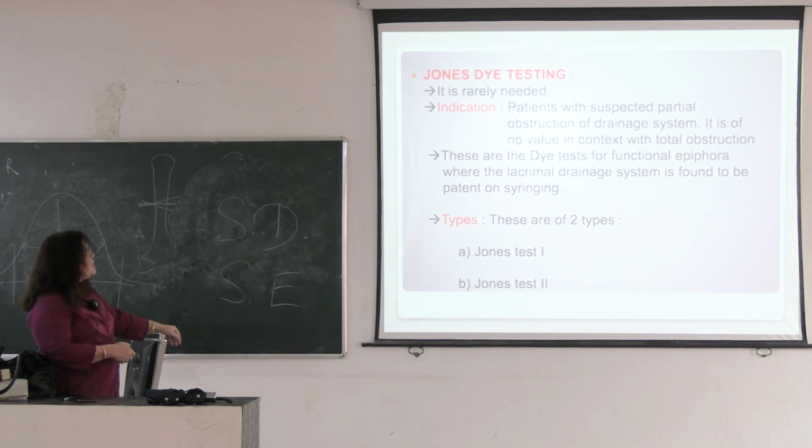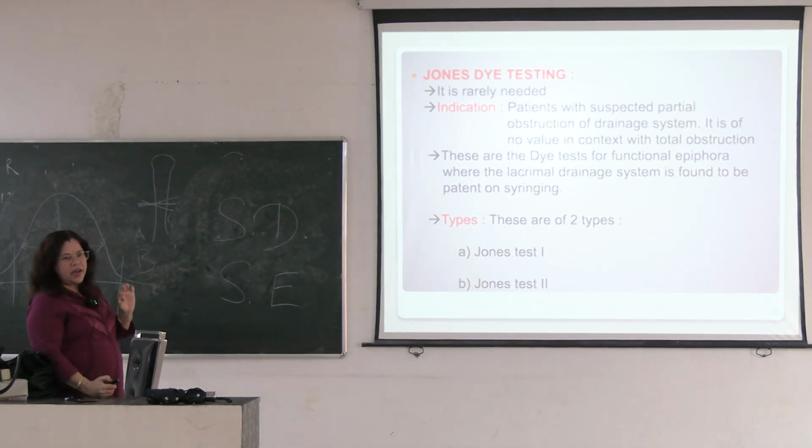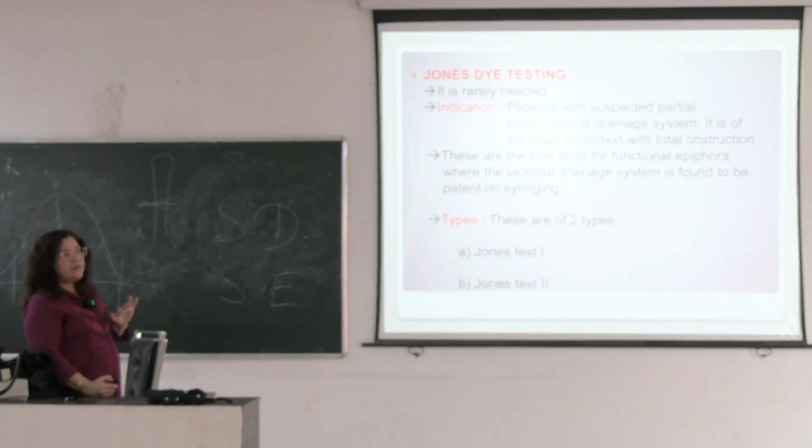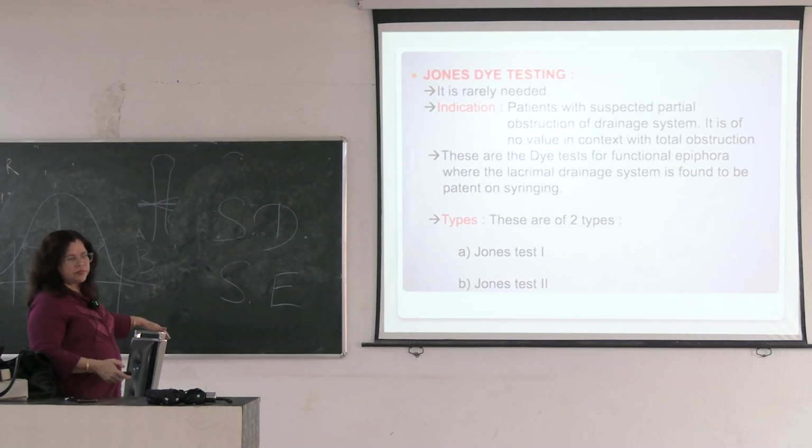In this test, the patient is suspected of partial obstruction, which also causes epiphora. Dye is instilled into the conjunctival sac and cotton buds are placed into the inferior meatus, and we examine the cotton buds after 5 minutes. If the stain is present on the cotton bud, then there is partial obstruction. If the cotton bud is dry, then there is no partial obstruction.